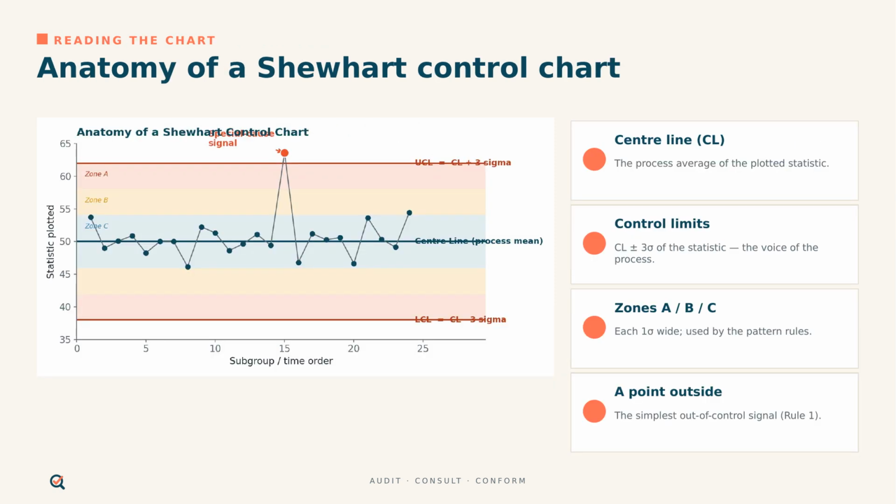So what does a control chart actually look like? 3 things. A center line, the average of whatever statistic you're plotting. Control limits above and below it, set at 3 standard deviations of that statistic. That's the voice of the process. And 3 zones on each side of the center line, each 1 standard deviation wide, which the pattern rules use. The simplest signal of all is a single point falling outside the control limits. That's the first rule, and often the only one you need.